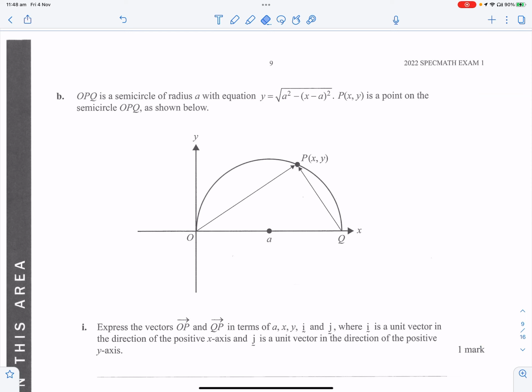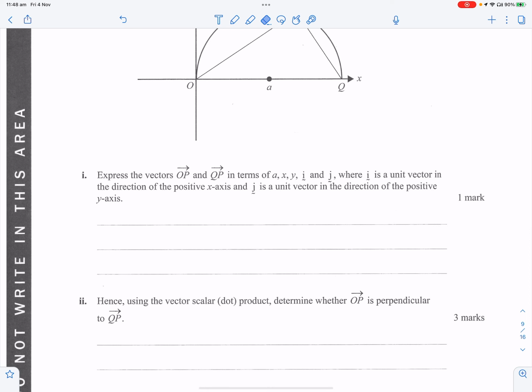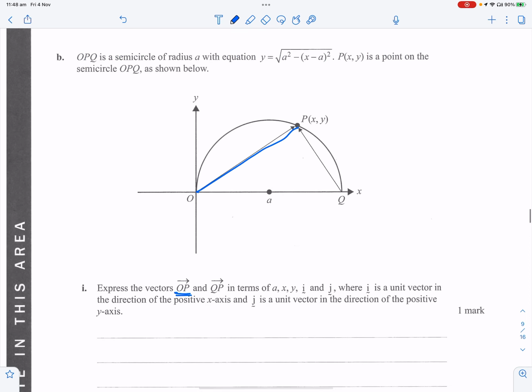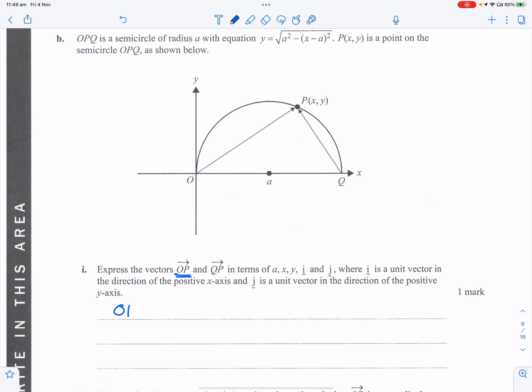Okay, OPQ is a semicircle with a radius of a with that equation. P, x, y is a point on that. So has this a got anything to do with that a? Well, that's not a vector, so. Okay, express the vectors OP. So to get from there to there, that's just going to be xi plus yj. So we know OP must be xi plus root a squared minus (x minus a) squared j.